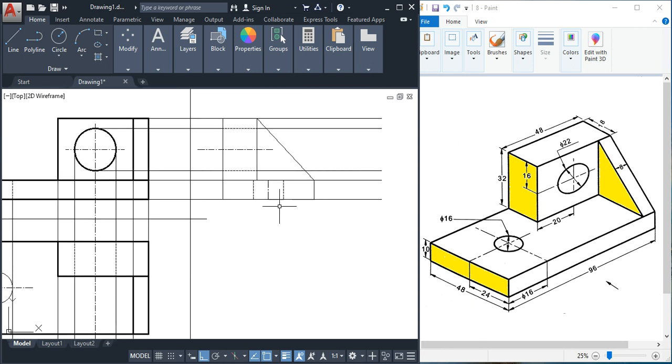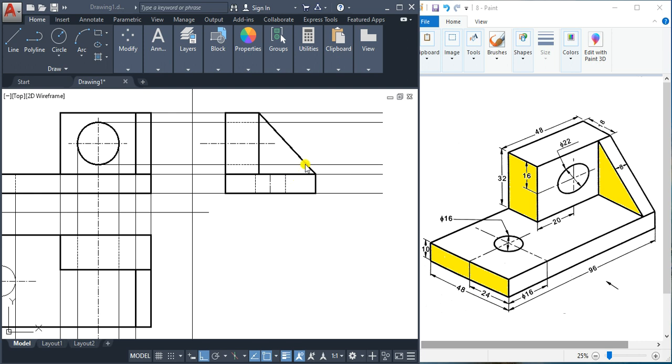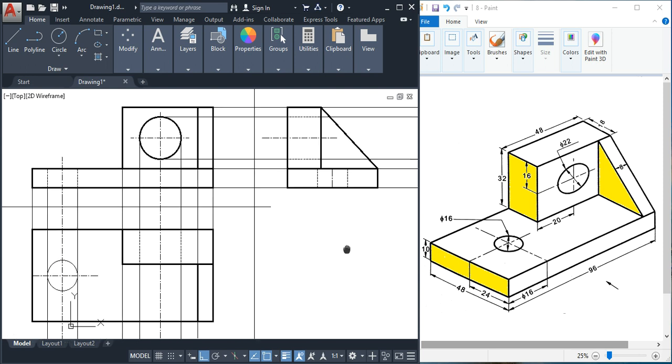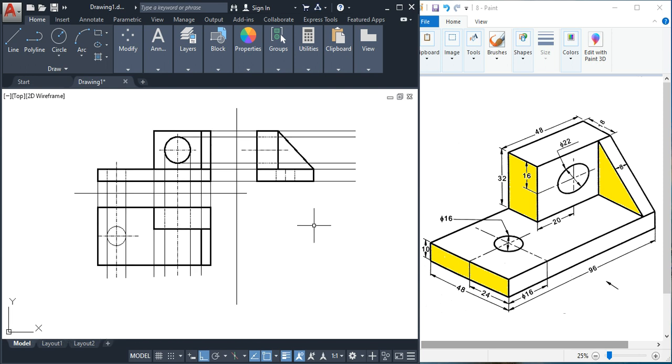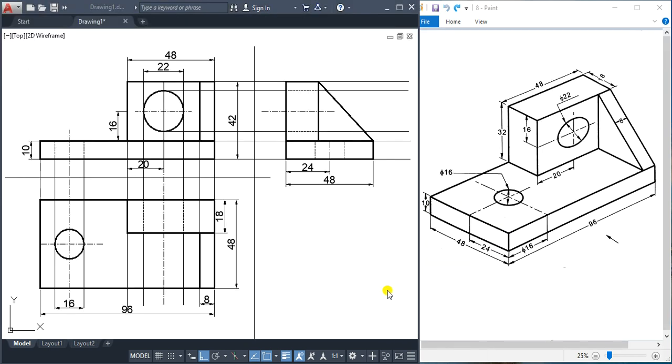You can observe here. Once again we will darken the lines which are required here. Like this you can darken the required lines, and also if you want to give dimensions, you can give dimensions here. If you see the front view, this is 96. If you are unable to indicate this 96, you can indicate it in the top view. Like this you can give the dimensions also.